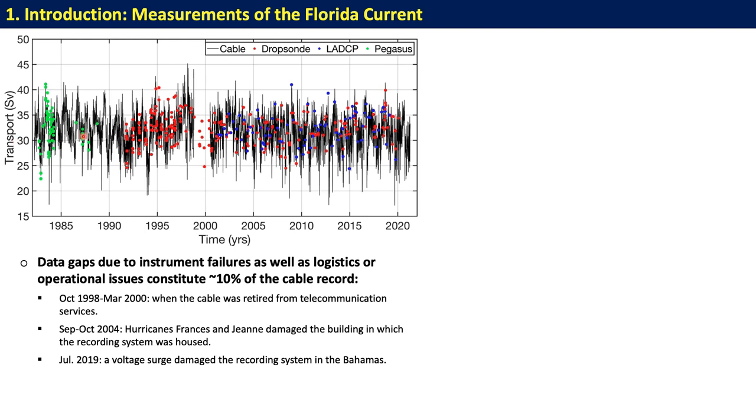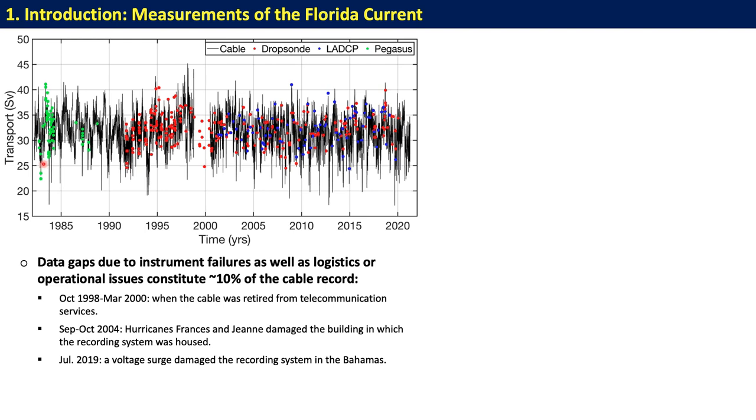So while the record is quasi-continuous, gaps due to instrument failures as well as logistics and operational issues constitute about 10% of the cable record. For example, the longest gap occurred in 1998 until 2000, when the cable was retired from telecommunication services. Another relatively long gap occurred in 2004, when hurricanes damaged the building in which the recording system was housed.